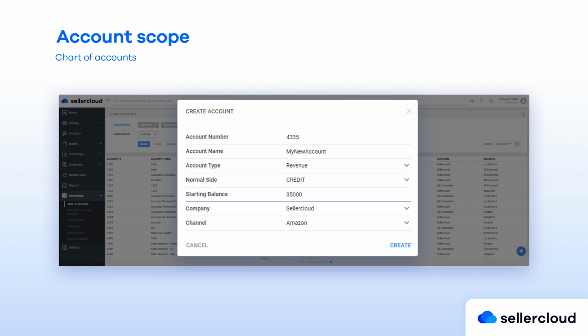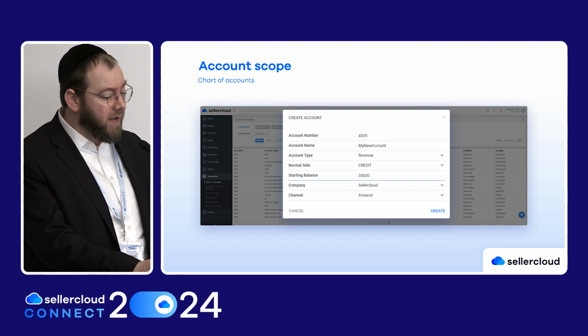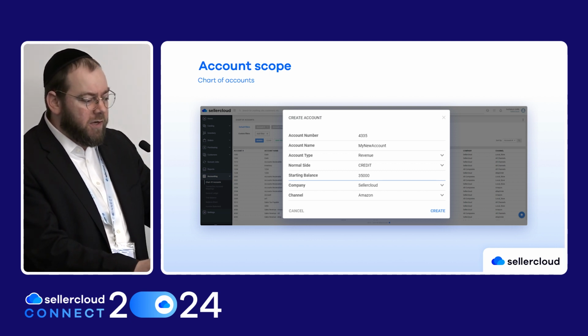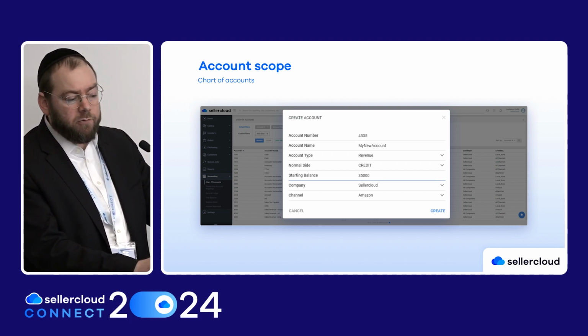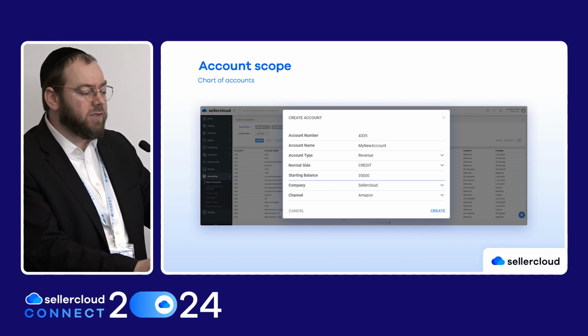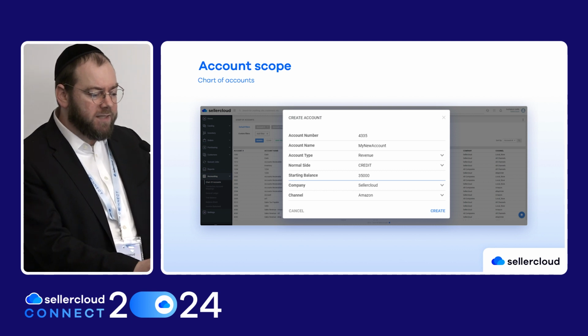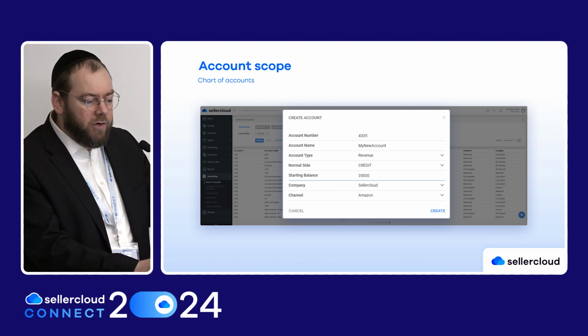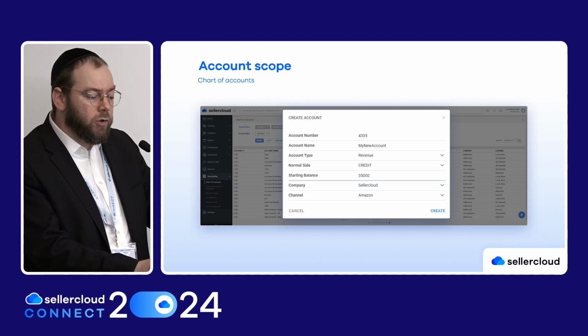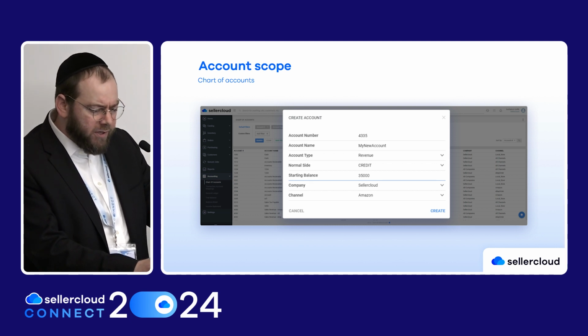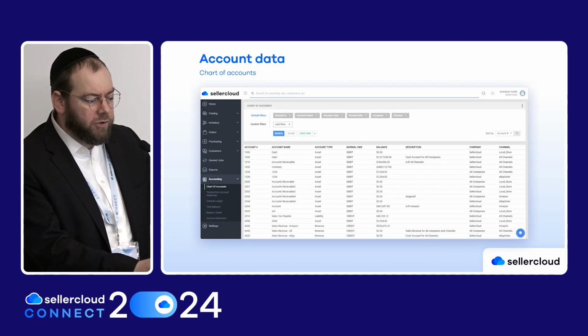For every single transaction in Sellercloud, every single amount, you'll have a list of accounts that you want to debit this transaction to and credit it to. So you'll create an account with account number, account name, whether it is a revenue account, expense account, or liability account, and a normal side of credit or debit, etc. We have another feature that lets you limit the account to a particular company and channel. Won't go into that just yet. And then you have your chart of accounts.